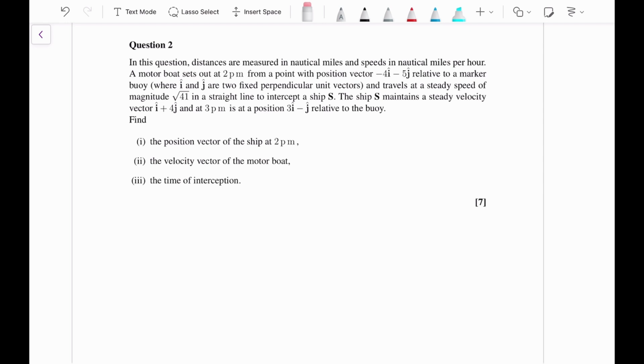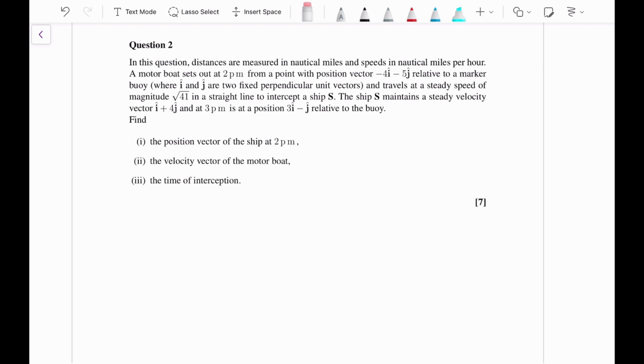Now for the second question, it says in this question, distances are measured in nautical miles and speed is in nautical miles per hour. And it's a vector question, so I don't think we need any unit conversion. A motorboat sets out at 2 p.m. from a point with a position vector -4i minus 5j relative to a marker buoy, where i and j are two fixed perpendicular unit vectors, and travels at a steady velocity, so the speed of magnitude square root of 41, in a straight line to intercept a ship S.